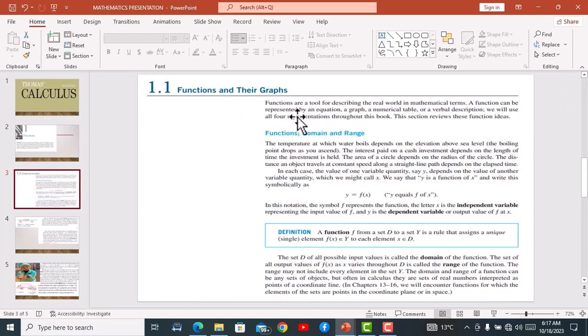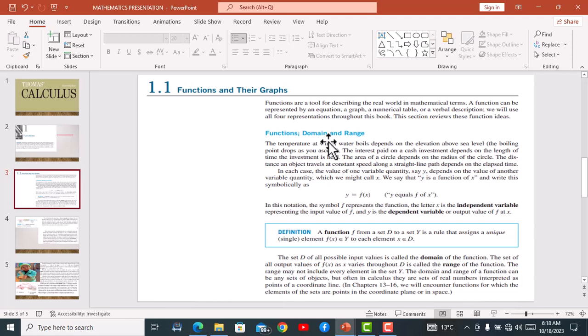All right, we will use all four representations throughout this book. What are those four representations? We can represent a function as an equation, as a graph, as a numerical table, or as a verbal description. Those are the four main representations of a function throughout this book. And then this section reviews these function ideas. Okay, that's fine. And then we move on to functions, and we will be looking at the domain and the range. What is the domain of a function?